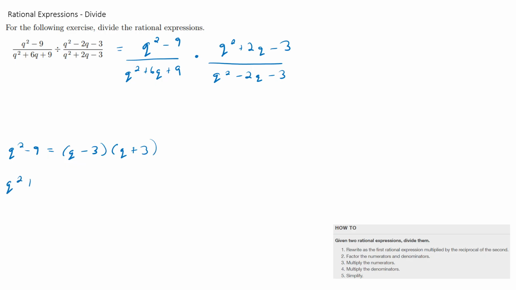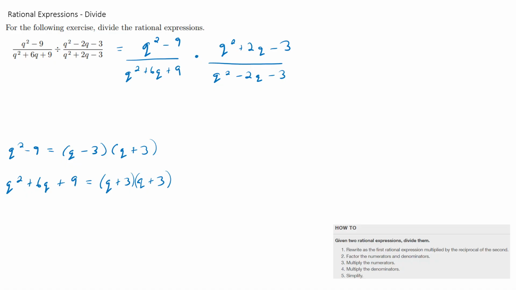So I've got q squared plus 6q plus 9. A is equal to 1, so I should be able to factor this the easy way. This is also the perfect square trinomial, right? Q squared, 9. So I think this one's going to be q plus 3 and q plus 3.